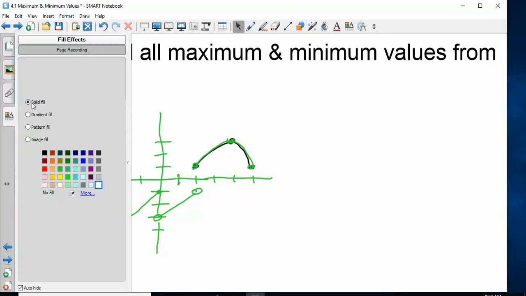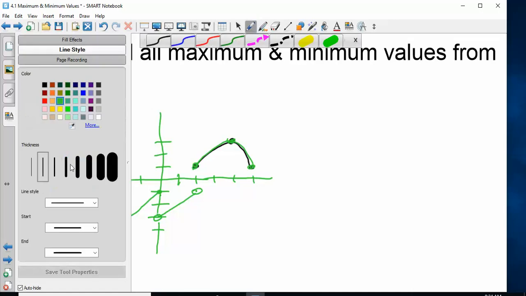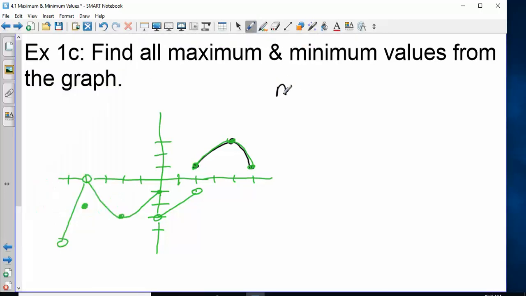Absolute max. So we can agree this is the actual highest point on my graph. So that's f of 4 equals 3. When x is 4, the y is 3.